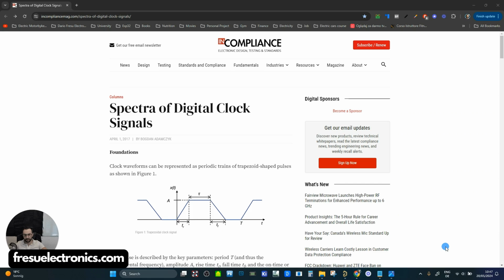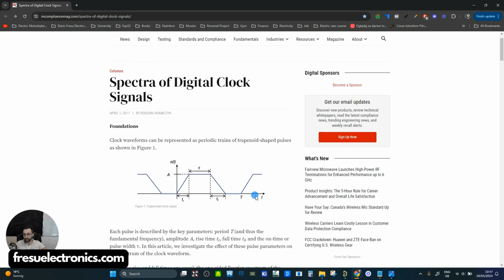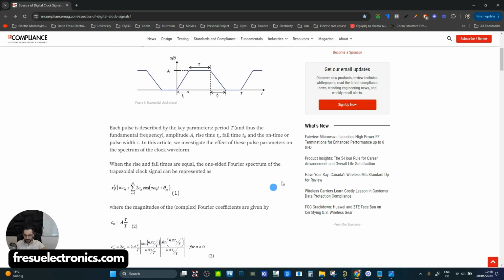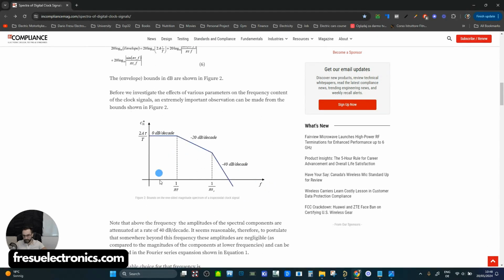I'm going to show you here an article from In Compliance magazine where Bogdan Adamczyk explained this very well. And it also shows you the calculation that you have to go through. I want to keep this simple, so we're just going to have a look at what this means for us as designers. So it means that if we have a trapezoid-shaped pulse, so if we have these transient currents required from the IC during the switching of the logic gates, then we can calculate the Fourier spectrum of these signals, and we're going to obtain something like this, which is basically the bounds of the harmonic frequencies that are going to be contained within this spectrum.